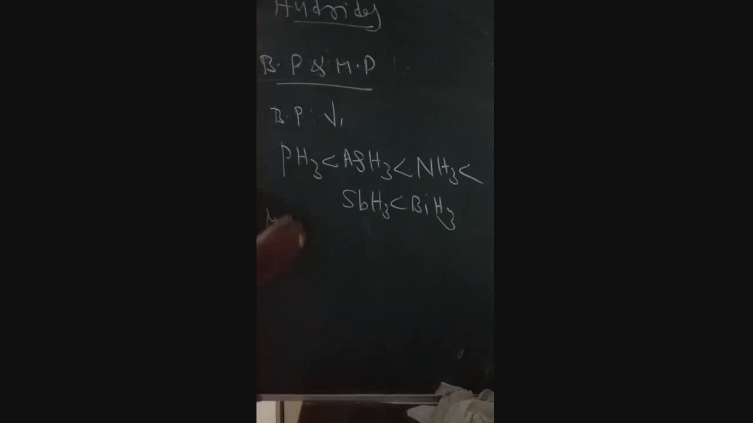Melting points also decrease down the group, but here also ammonia has a high melting point. The order of melting points is PH3, AsH3, SbH3, and then NH3.